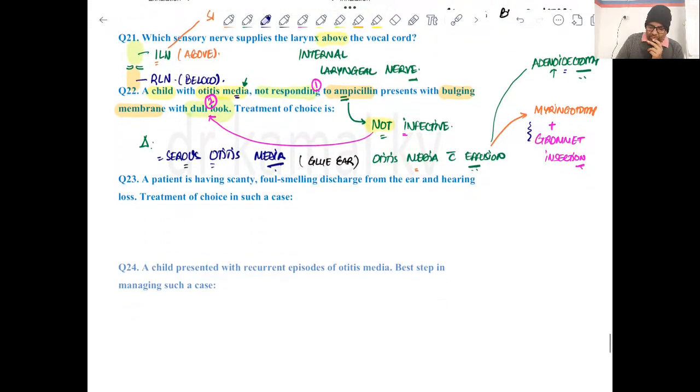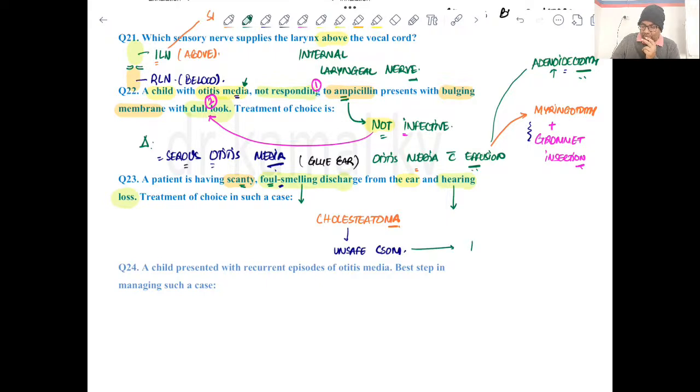Clear? Now a patient is having scanty, foul smelling discharge from the ear. It means there is some ear pathology. Then there is hearing loss. Now what is that condition which can cause hearing loss and ear discharge, and this is foul smelling, scanty? I already told you before while we were discussing cholesteatoma. So this is cholesteatoma, right? And this is again a bone involving entity, and therefore the discharge has a very bad smell. So cholesteatoma is seen with unsafe CSOM, in which the perforation is attico-antral or marginal.